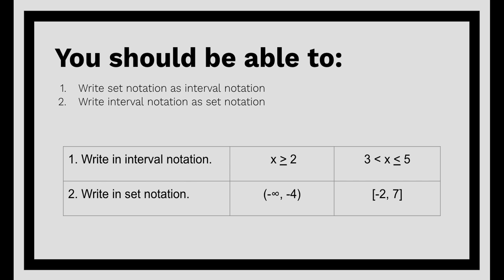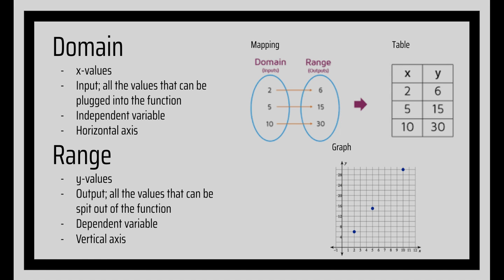Domain and range. Domain is the set of x values. It's also your input, or all the values that can be plugged into the function. Domain is the independent variable, and it is the horizontal axis. Your range is your y values, or the outputs, with all the values that can be spit out of the function. Range is also your dependent variable, and is with the vertical axis.